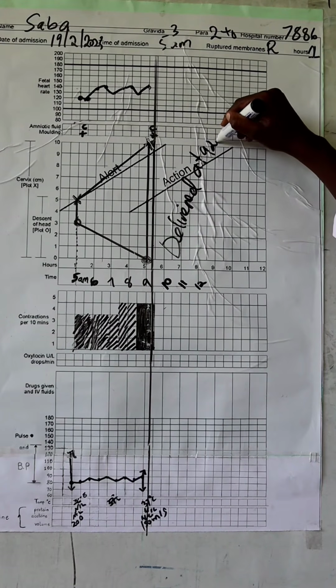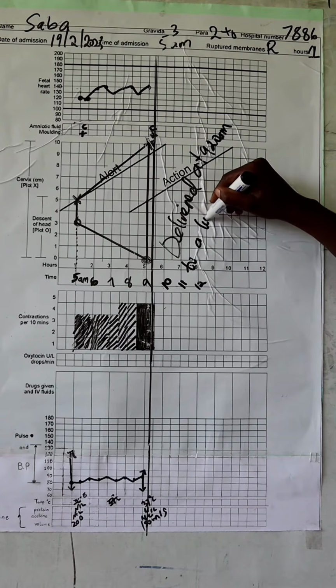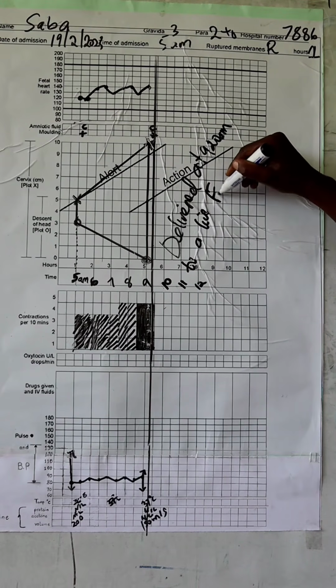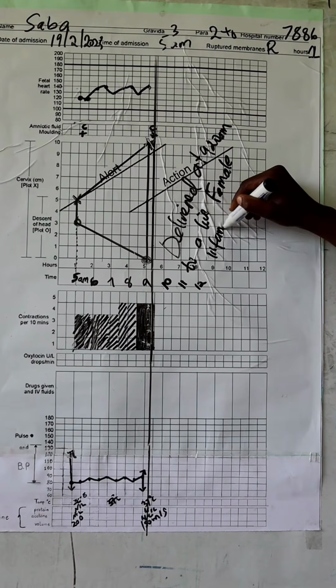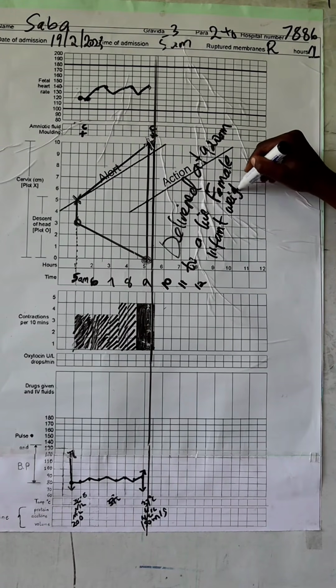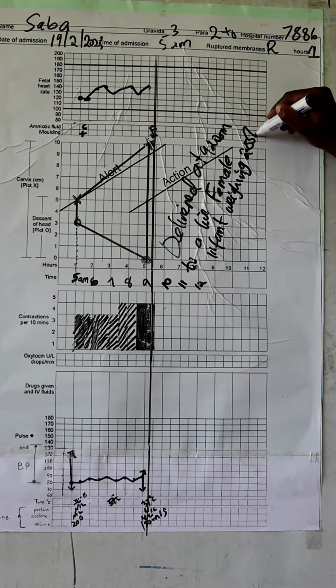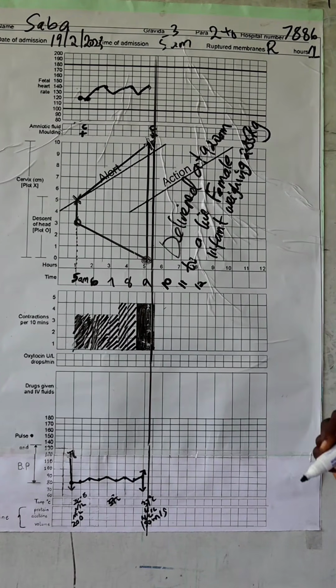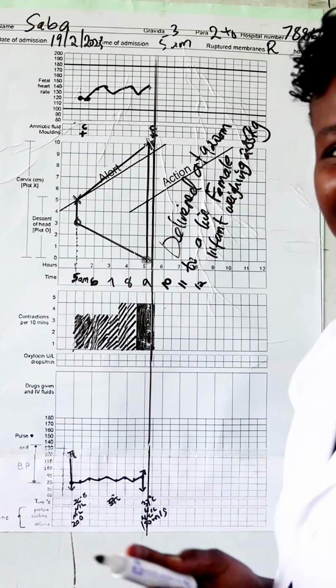Then we have been told in the scenario that this woman delivered at 9:20 a.m. to a live female infant weighing 2.85 kilograms. So yes, ladies and gentlemen, I think we come to the end.